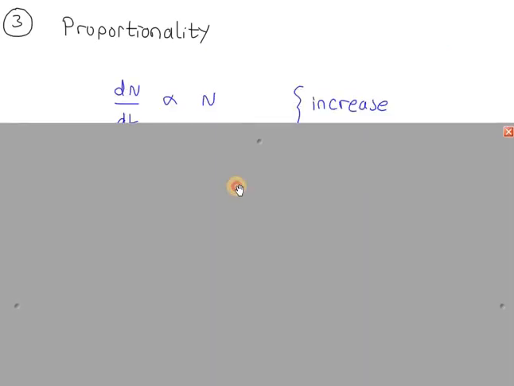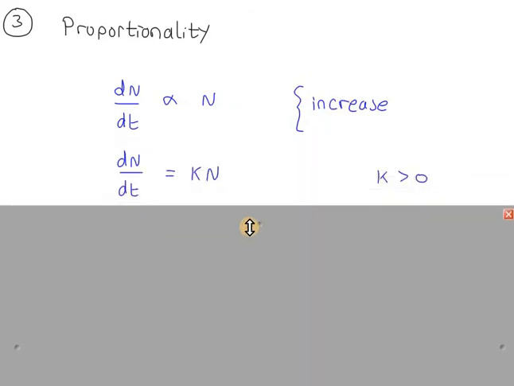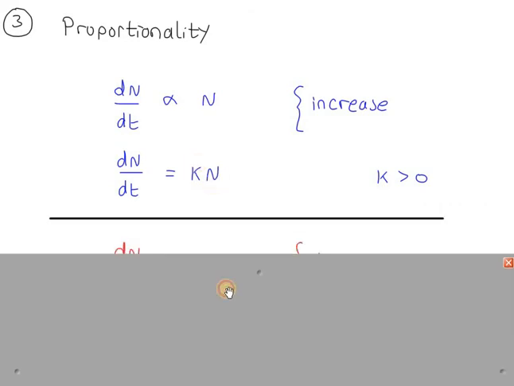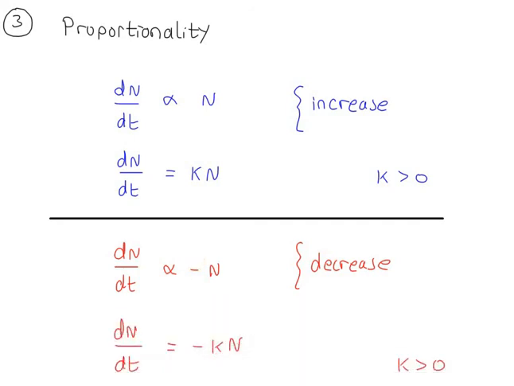Proportionality relationships. So dn by dt is directly proportional to n, where n is positive because we've got an increase in this example. k is the constant of proportionality. Now dn by dt is directly proportional to minus n because we're looking at a quantity that's decreasing. So we put a minus here, and then introducing the constant of proportionality, we have this relationship.